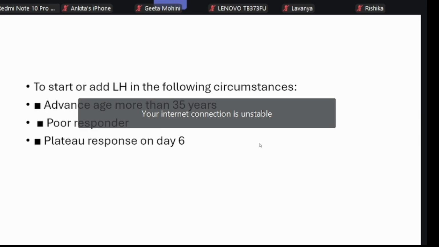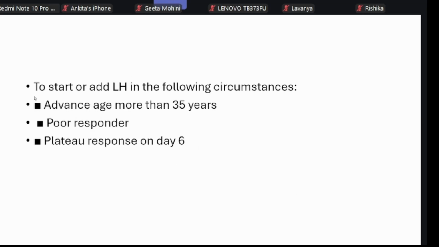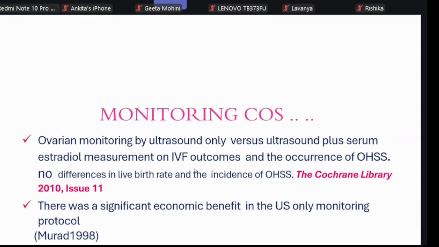When to add LH activity? Initially we stimulate only with recombinant FSH, but in a few cases, from the initial days itself, we have to add more LH also. Advanced age, more than 35 years, poor responder cases, and no response on day 6. For these cases we should add LH activity also. But in our center we stimulate with combined FSH plus HMG only.